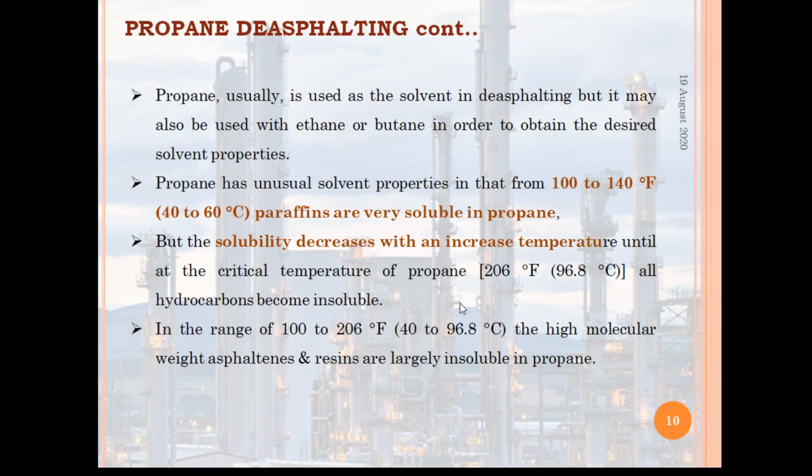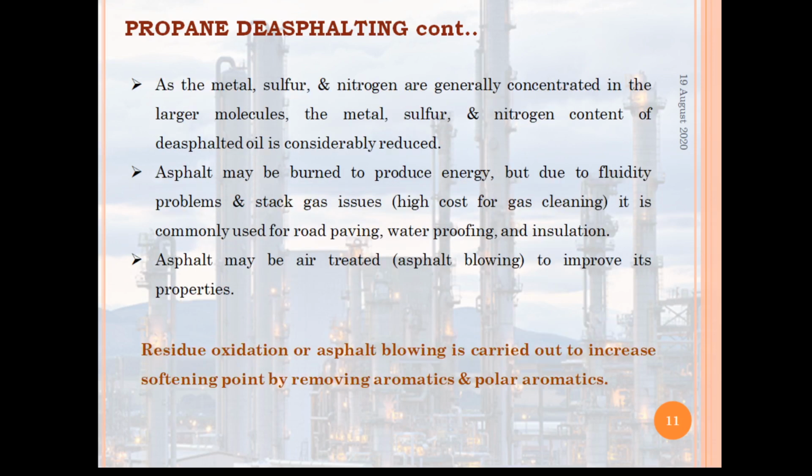So in the range of 100 to 206 degrees Fahrenheit, or 40 to 96.8 degrees centigrade, the higher molecular weight asphaltenes and resins are largely insoluble in propane. Now, as the metal, sulfur and nitrogen are generally concentrated in the larger molecules, the metal, sulfur and nitrogen content of the deasphalted oil is considerably reduced.